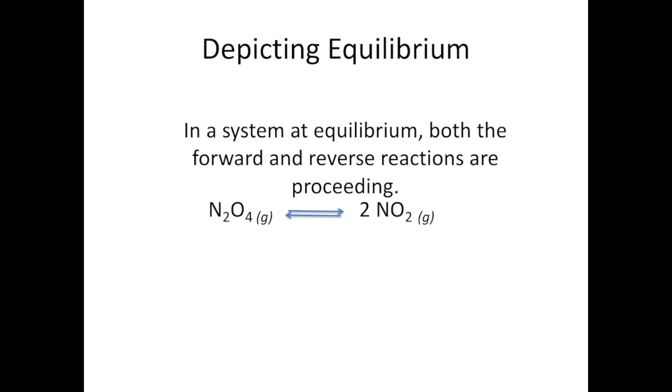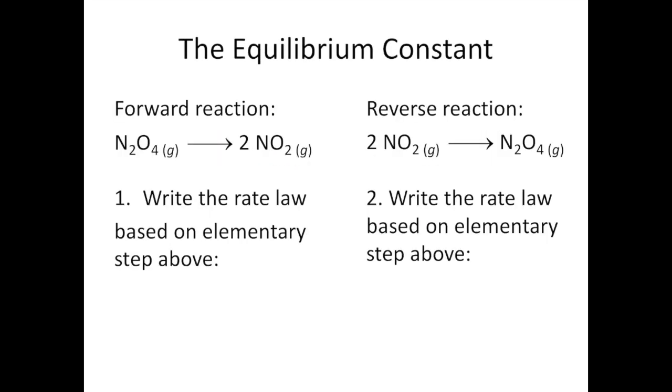In a system in equilibrium, both forward and reverse reactions are happening. Like I said, it's still going. The treadmill is still on. You're still running, but you're not going anywhere. You're not going forward or backward. You're staying in one spot, but you're still moving.